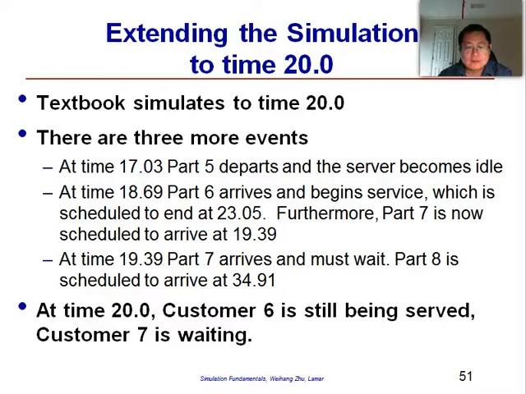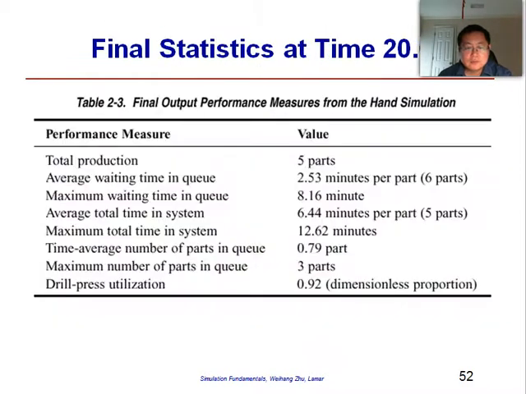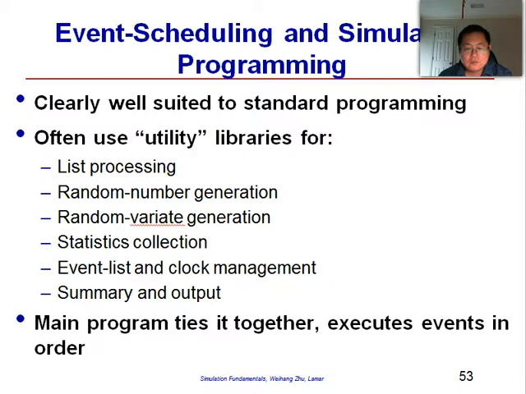Your textbook actually continues to simulate to t equal to 20 with 3 more events. This is left to you as your assignment. We have a table to summarize the final statistical accumulators. From the manual simulation process, we found out this is well suited to standard programming. It is a step-by-step procedure.